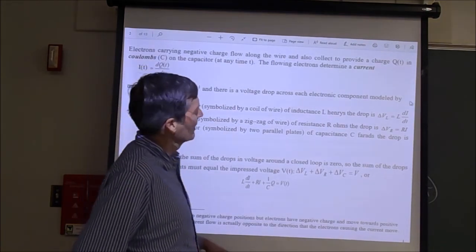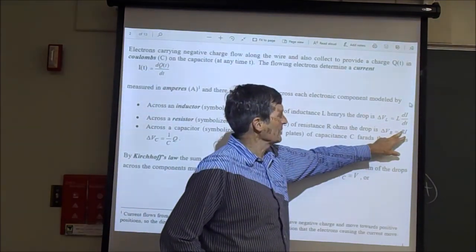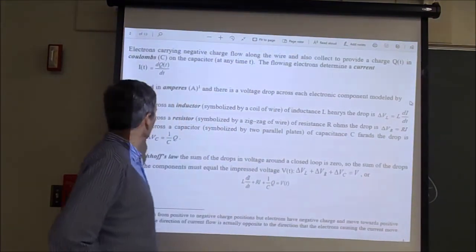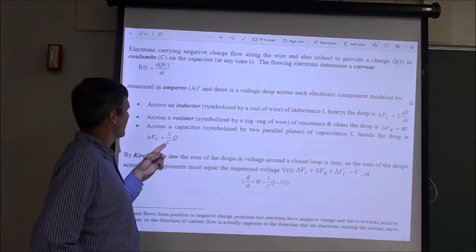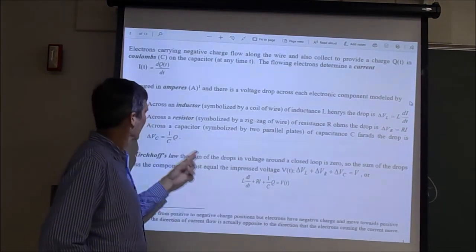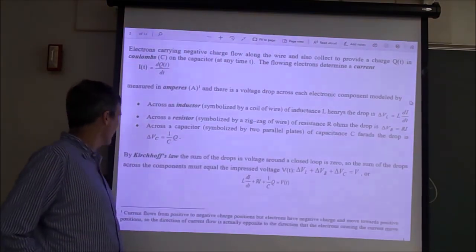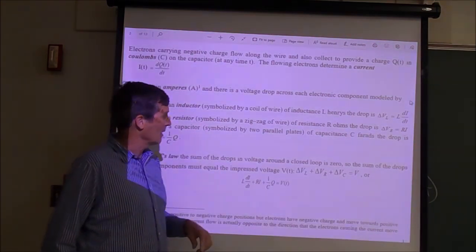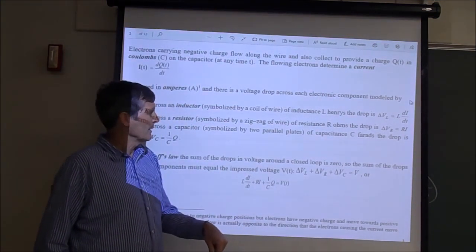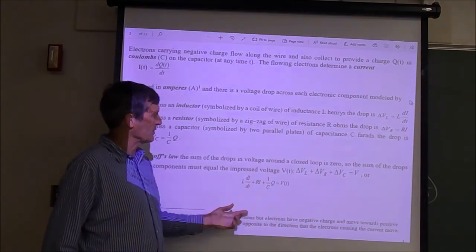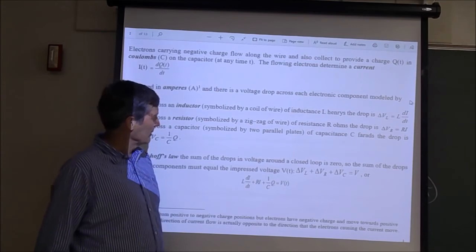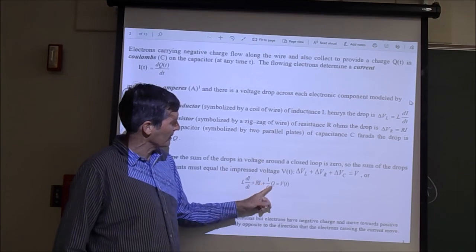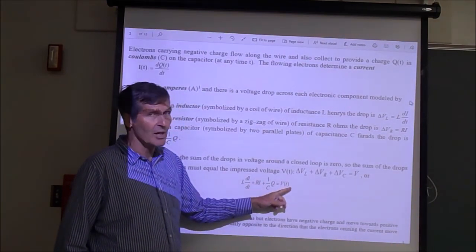Across a resistor, the voltage drop is some constant R, the resistance, in ohms, times I, the current flowing through, and across the capacitor there's a voltage drop of 1 over C, where C is a number called the capacitance, multiplying Q, the charge of the capacitor. Now, Kirchhoff's law says that the voltage drop around a closed loop is 0, or if you have an impressed voltage, it's equal to the total voltage impressed. So what we have is the sum of three voltage drops, across the inductor, across the resistor, across the capacitor, has to add up to the voltage impressed, which for today will be 0.